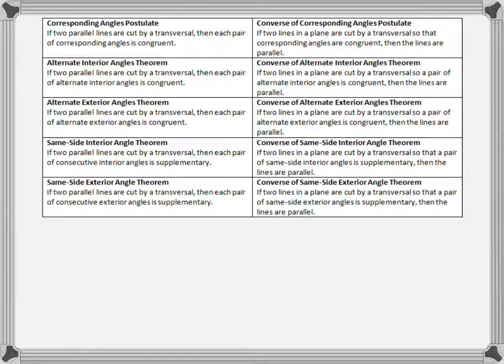Now notice that all of the postulates and theorems on the right are listed as converses. If you recall, that means that we switch the part of the sentence that is after the word "if" with the part that is after the word "then." Let's look at it in more detail so you can see. We're going to compare the corresponding angle postulate with its converse.